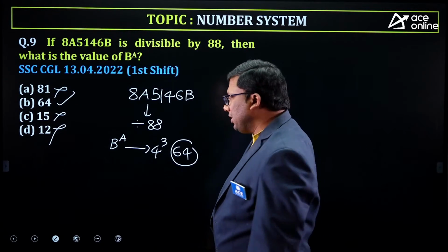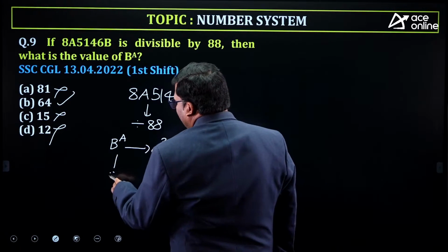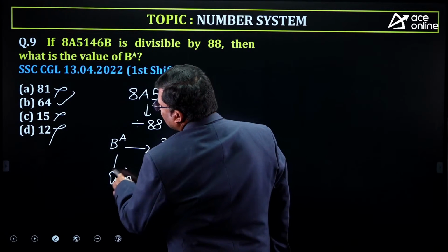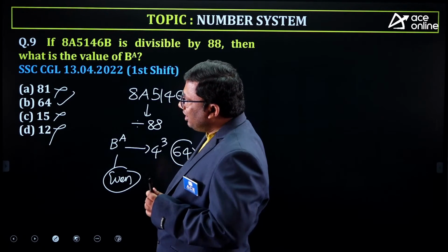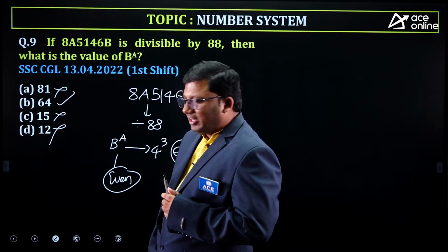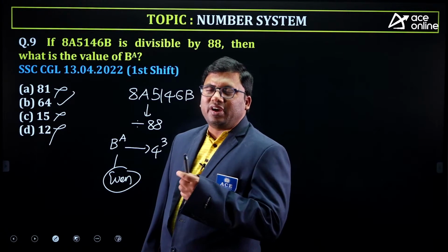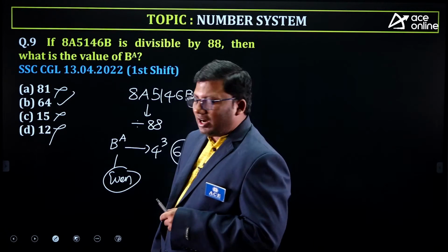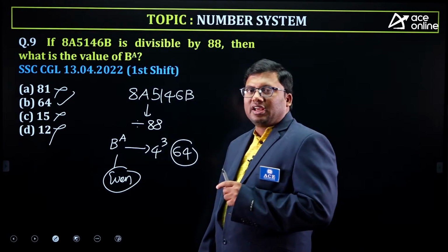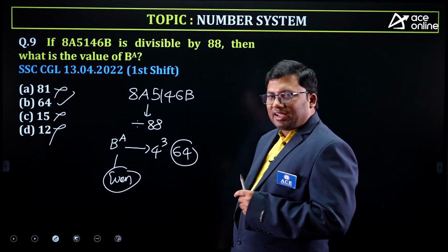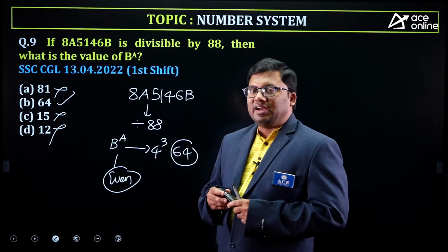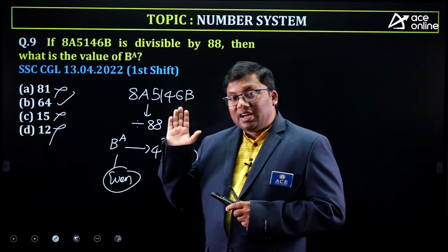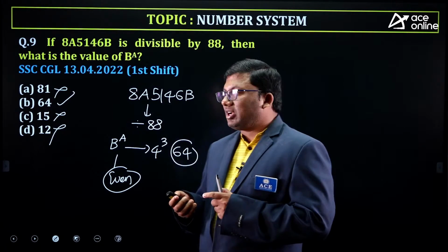B is an even number. Even number power any number is an even number. The answer should be an even number. Only two options are out, 81 and 15. 12 is not 2 square or 2 cube, so it will not be 12, right? So it is out. So B is 4. 4 power any number cannot be 12. I hope the concept is very much clear to you.